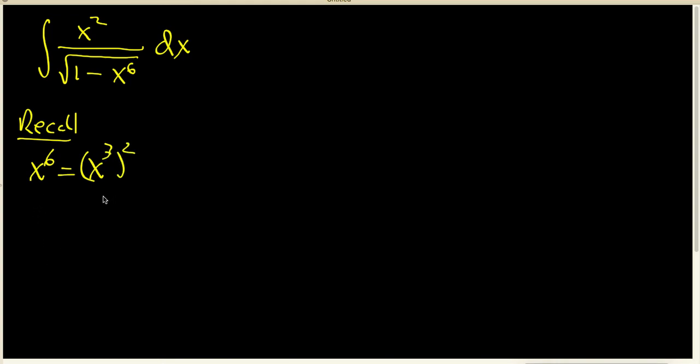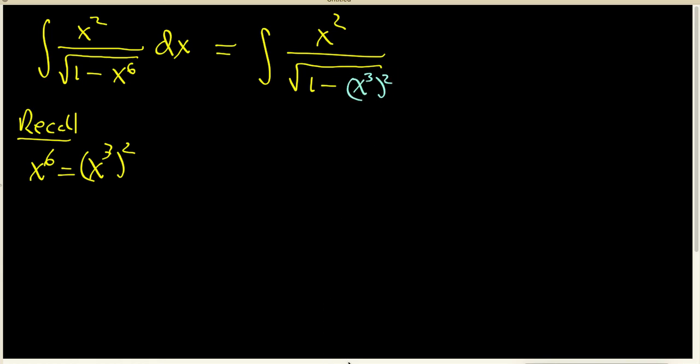And because of that, I can think about rewriting this integral, first of all, as x squared over the square root of 1 minus x cubed squared dx. And with that highlighting, I see that I've got something that kind of looks like a derivative of an arc sine. And if I make u equal to x cubed, this x squared should go into the du. So at this point, I want to let u be equal to x cubed.